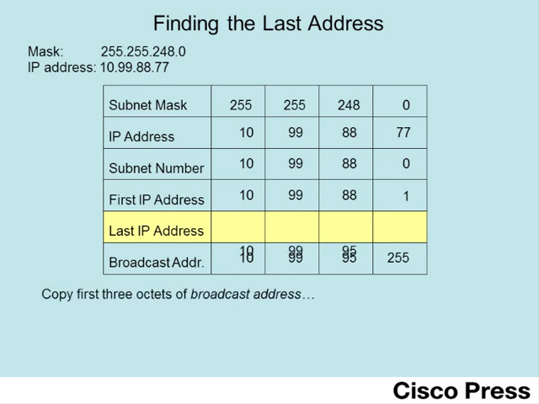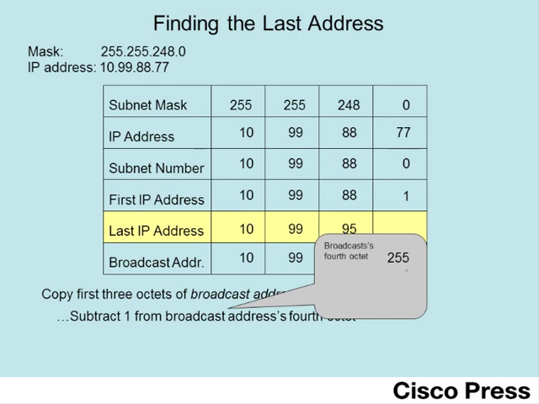To get the last IP address in the range, you again start with the broadcast address in this case. You copy the first 3 octets up to the last IP address. Then you subtract 1 from the broadcast address's fourth octet. In this case, 255 minus 1 gives you 254 for a last IP address of 10.99.95.254.